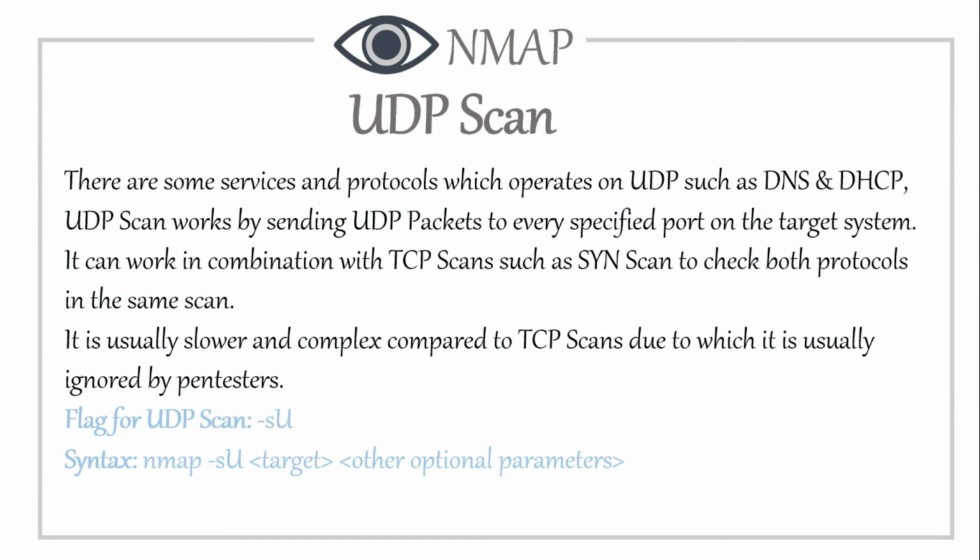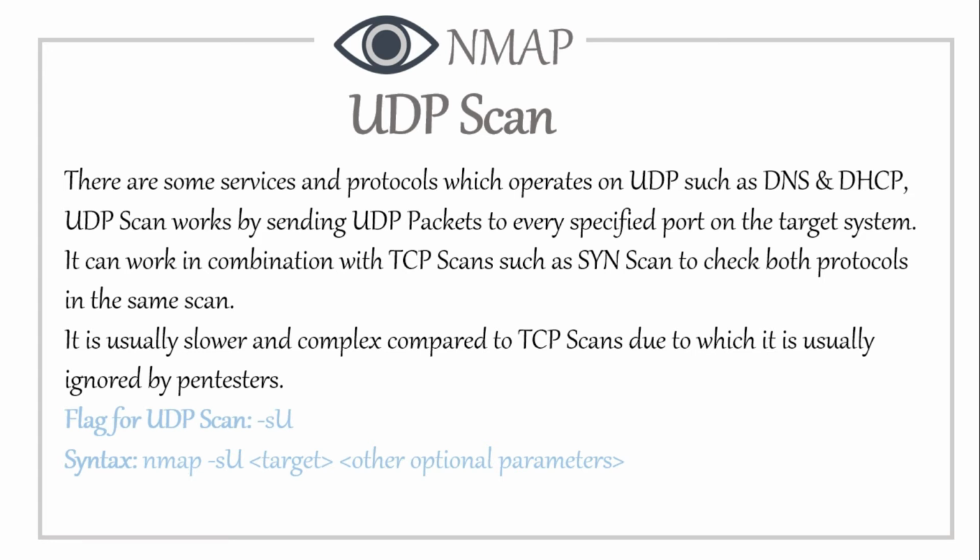UDP Scan. There are some services and protocols which operate on UDP such as DNS and DHCP. UDP Scan works by sending UDP packets to every specified port on the target system. It can work in combination with TCP scans such as Xmas Scan to check both protocols in the same scan. It is usually slower and more complex compared to TCP scans, due to which it is usually ignored by pen testers.